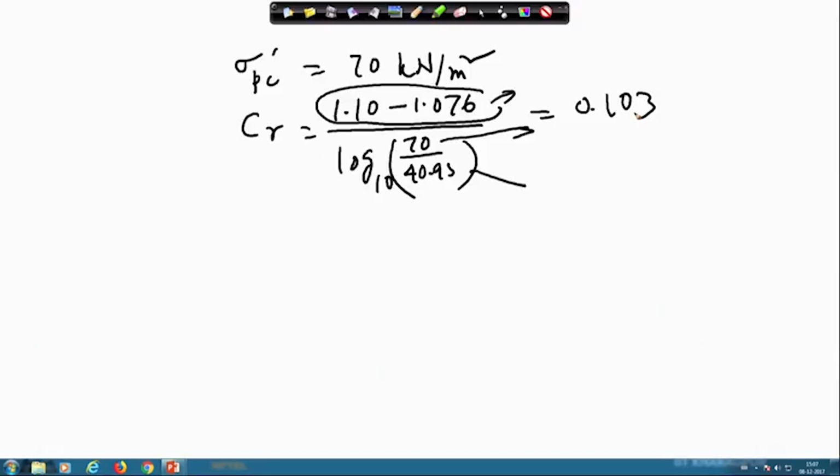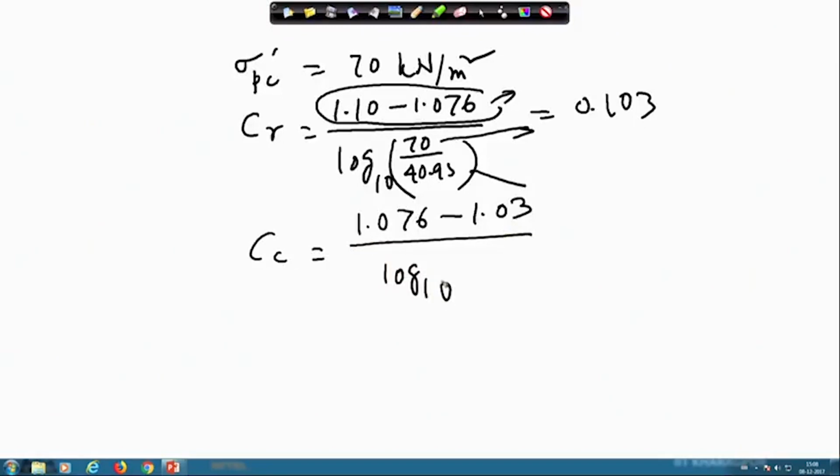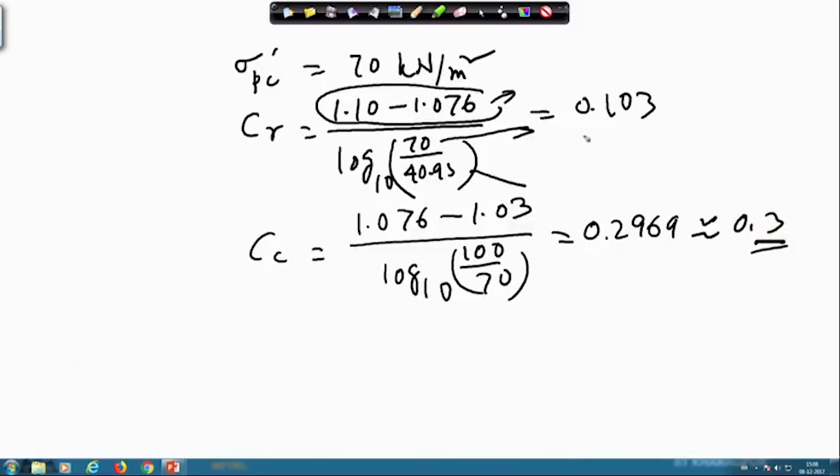Similarly, CC will be from the PC portion beyond, if you use that you will get CC. So, CC will be equal to, corresponding to pressure 70, 1.076 minus 1.03 when pressure is 100, divided by log 10 base 100 by 70. From here you will get 0.2969, which is approximately 0.3. So, CC is 0.3 and CR is 0.1.